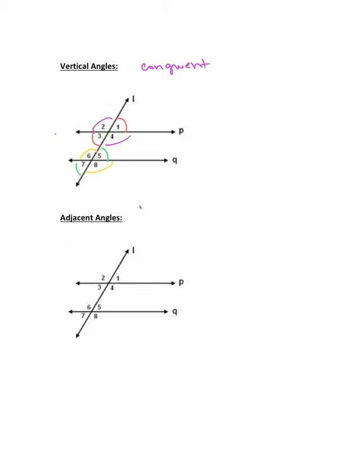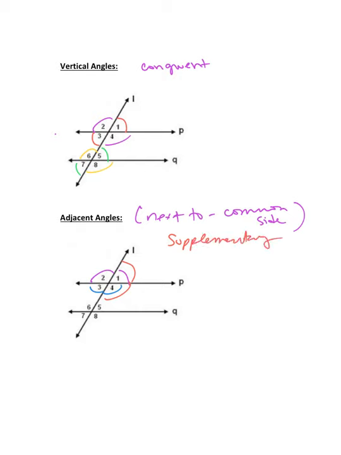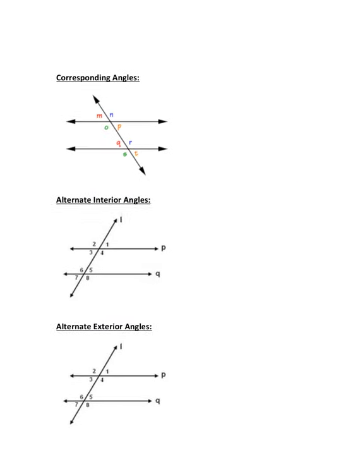Adjacent angles. Adjacent means next to, sharing a common side. So angle 1 and angle 2 are adjacent. They're next to each other. They share a common side. 4 and 3 are adjacent. They share a common side. Also, you could look at it like 1 and 4 are adjacent. They share a common side. They basically create a straight line together. So these angles form a straight line, so they are supplementary, meaning that they add up to 180 degrees.